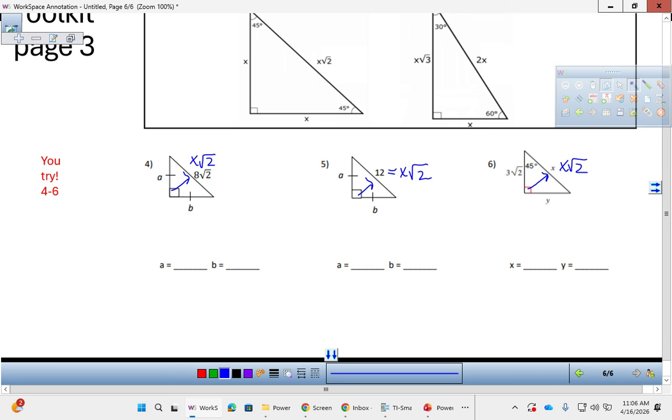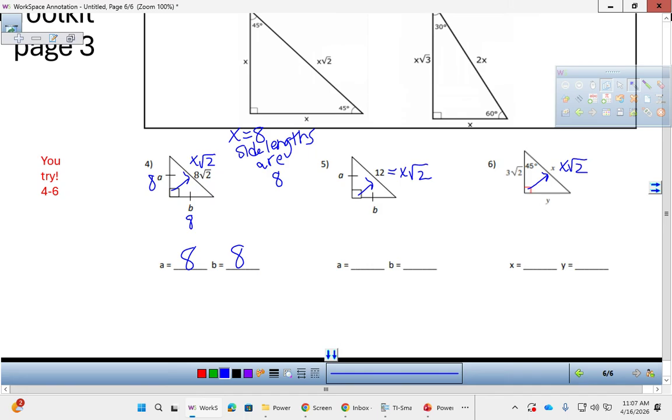Gotta look across from the 90-degree angle. So if across from the 90-degree angle for number 4 is x root 2, but it's actually 8 root 2, then what's x? Okay, got them lined up. 8, right? I don't even have to solve for it. Look, I already have the root 2, I just don't have the number in front. So x is 8, meaning the side lengths are 8. That means this is 8 and this is 8. It's x root 2. So 8, 8, 8 root 2 completes the triangle. These are both 8.